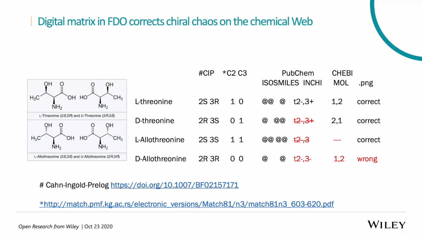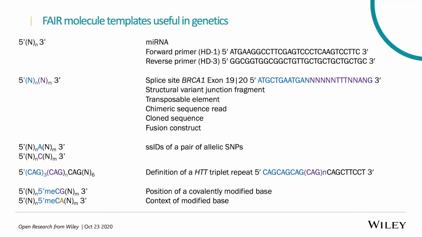So you can see here the representation that finds that there's often wrong representation of these isomers. So that's just a simple example of what you can do with a small digital object that is a FAIR molecule.